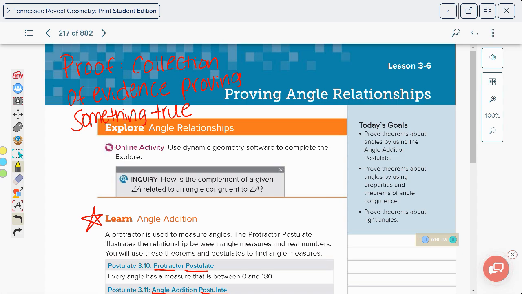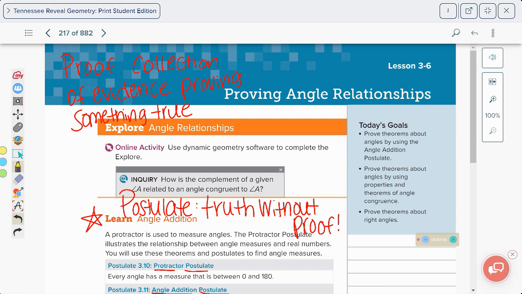So we talked about what proofs are. Postulates we use in proofs, and a postulate is something that we just accept to be true without proof. So we don't need to prove anything to be true. It's just something that we automatically accept, okay? So, truth without proof.